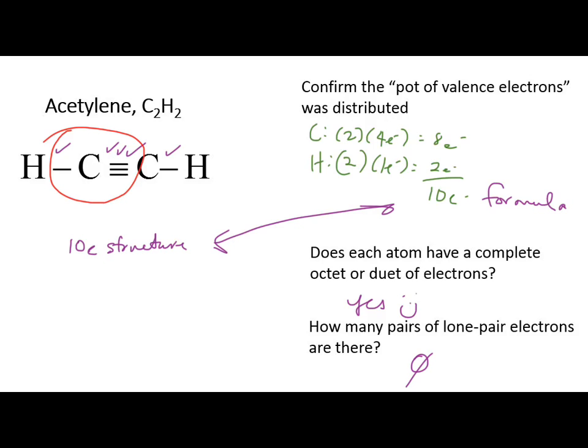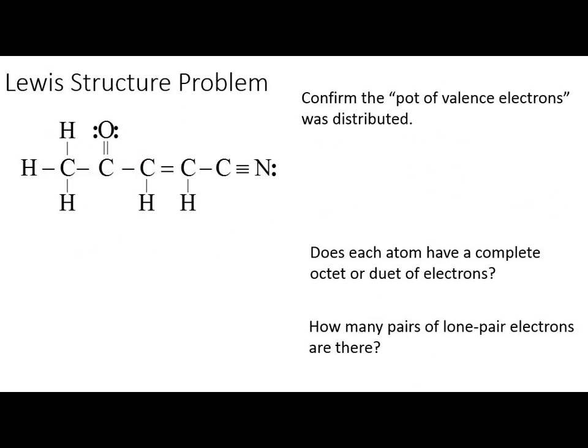So I couldn't find an assignment in your textbook that I like. Oh, we do have one more. We aren't going to do the Lewis structure of this one, but we are going to do the pot of valence electrons. So you do it and I do it.